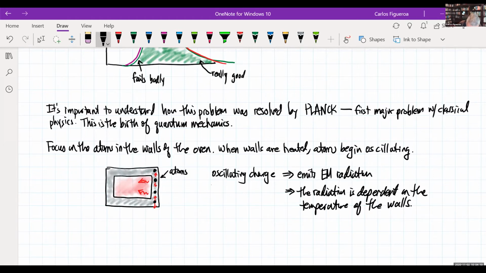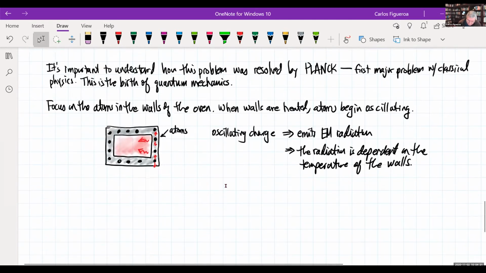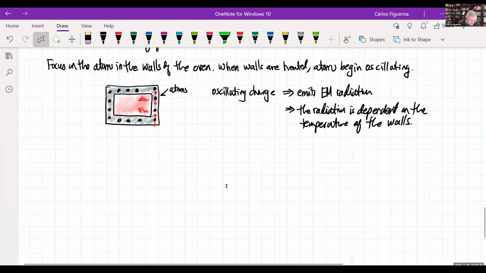Now note, there's atoms everywhere, right? There's atoms all over the thing. Even though I just drew them on one side, they're everywhere in the walls of this container, of the walls of this thing here, right? So these atoms, they're oscillating in the walls of the oven here. Now, here we go. So what do we know about Maxwell's equations?